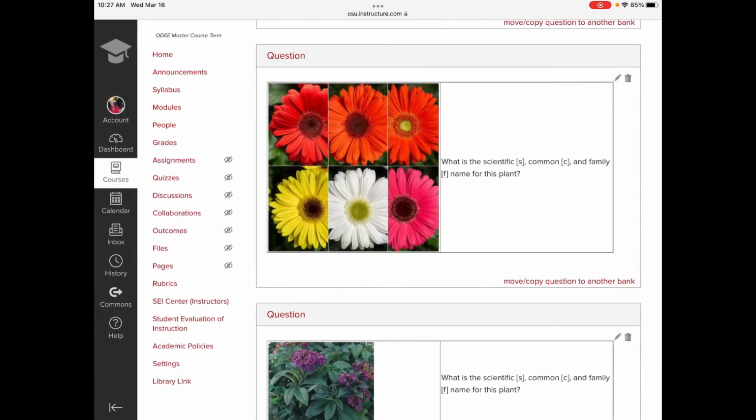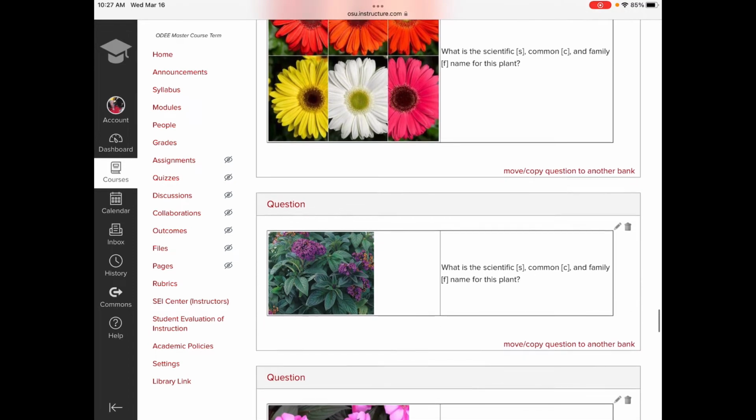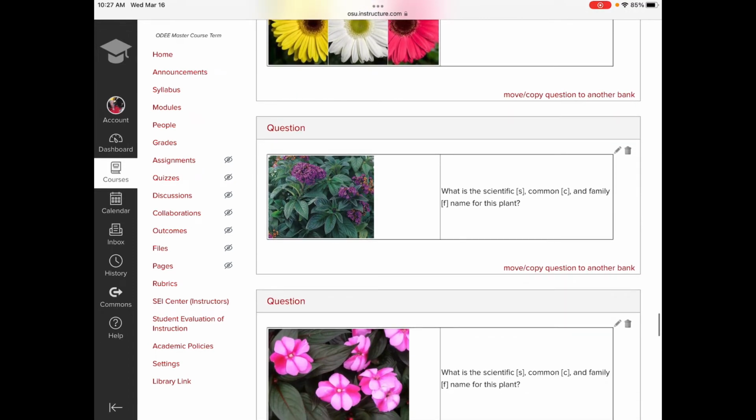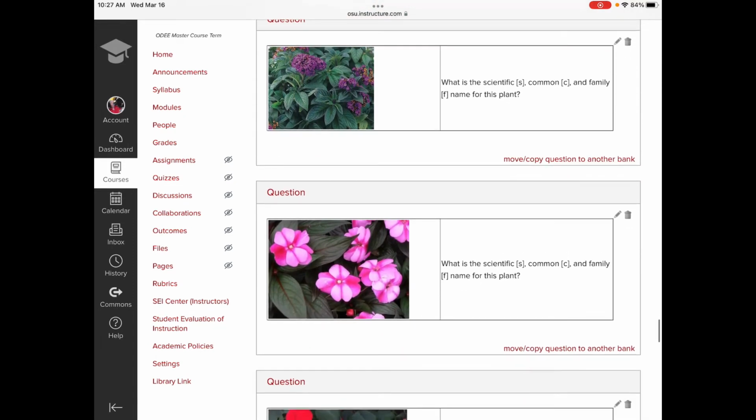I created a question bank that has a lot of the plants that we utilize for plant identification, and you can see that it's basically what is the scientific, common, and family name for each plant. Each one has its own picture and its associated question, and I can move them into different quizzes as I need to.